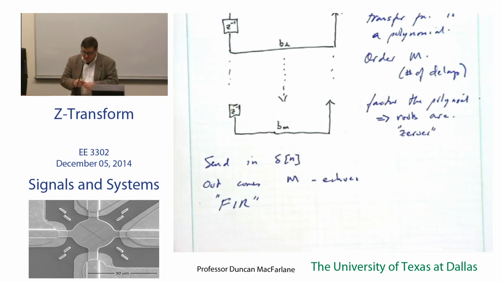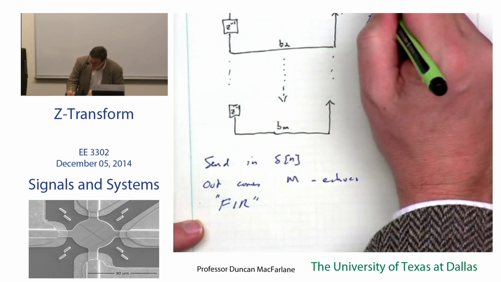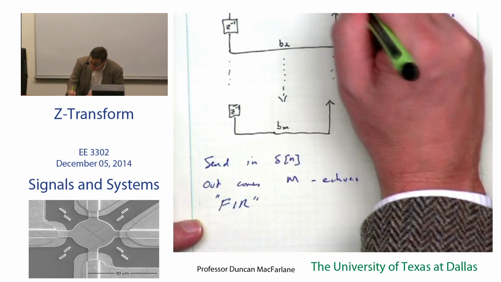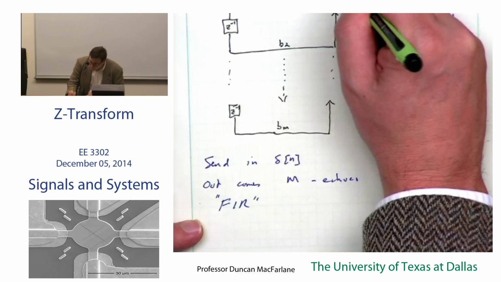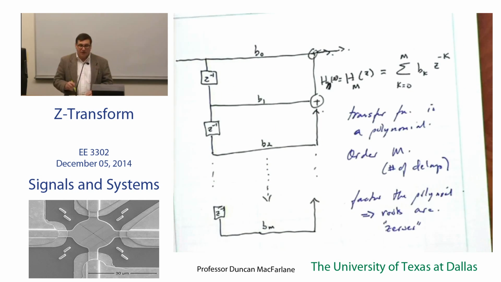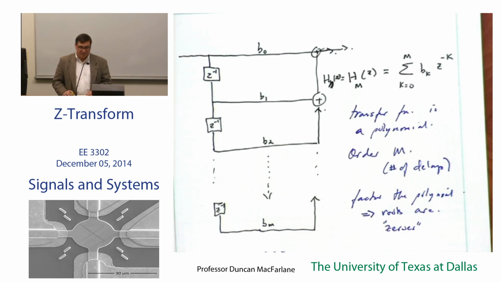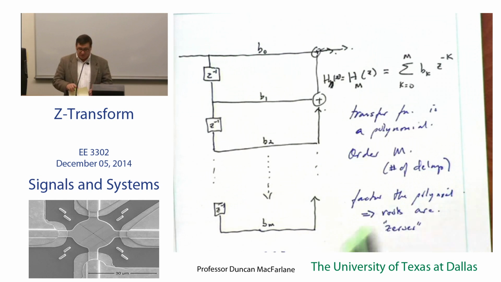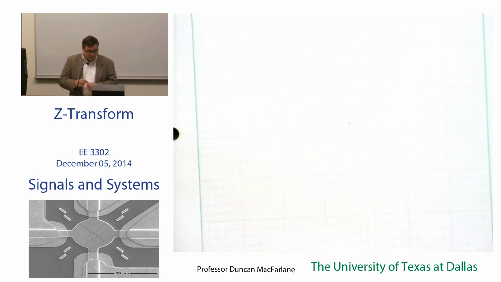Let me change notation just a little bit. I'm going to call this Hn of z. Okay? You'll see what the n stands for in a heartbeat. All right, so this is sort of what we've studied so far, the feed forward structure. Let me turn the arrows around a little bit.